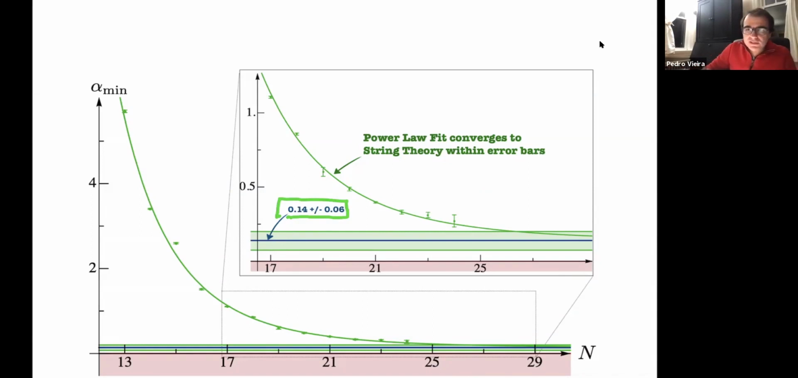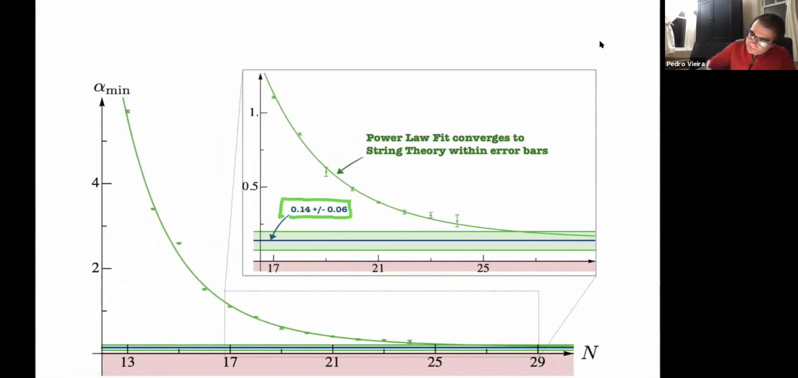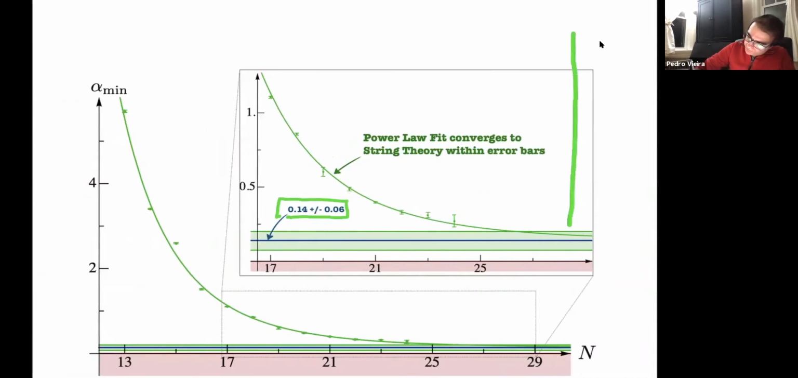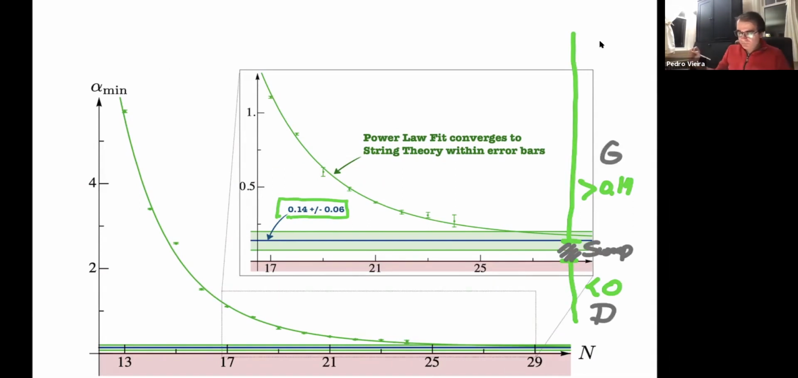So finally, let me make contact with string theory. So now we ask, what is this alpha in string theory? Basically the picture right now is that all this is allowed up to 0.14. All this is excluded below 0. And in the middle between 0 and 0.14, there is a swamp. That's what we have right now. This would be a swamp, this would be the garden, and this would be the desert. And now we ask, what about string theory?